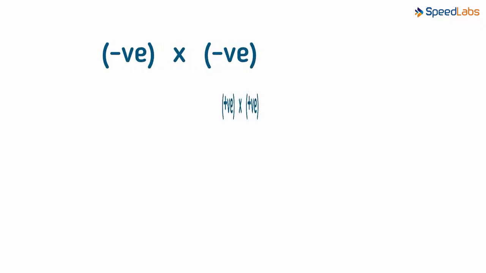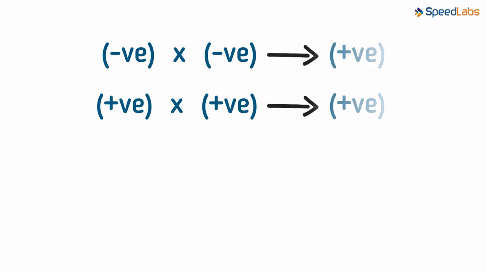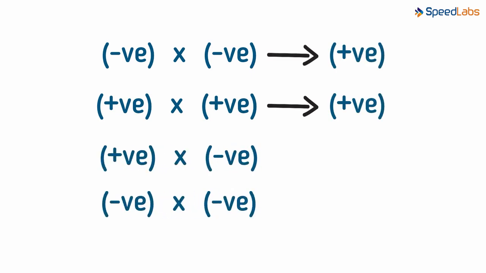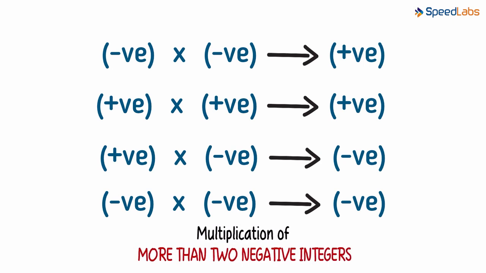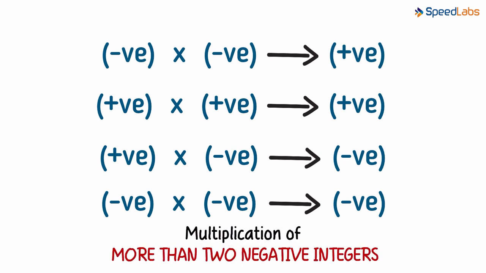We observe that the product of two negative integers or two positive integers is a positive integer. And if we multiply two integers with different signs, then their product is negative. In this lesson, we will solve some problems based on multiplication of more than two negative integers. Are you ready for the first problem?